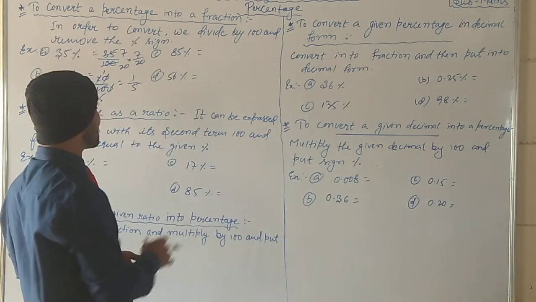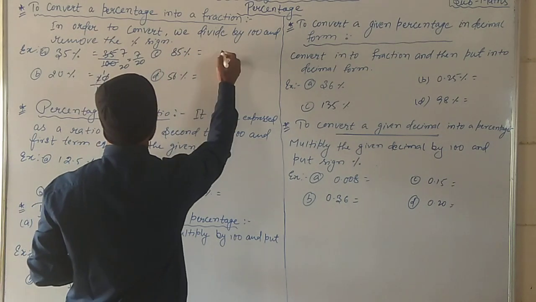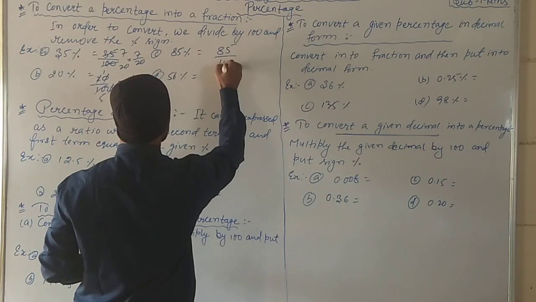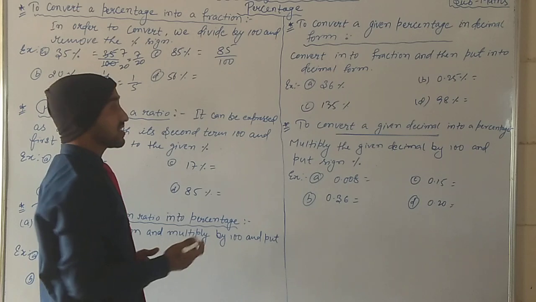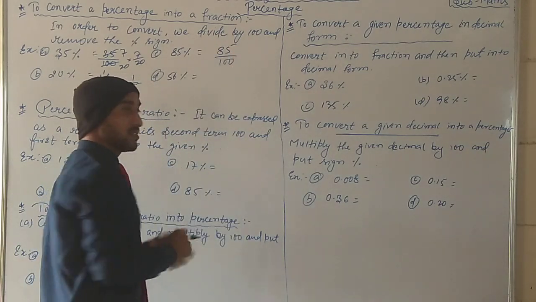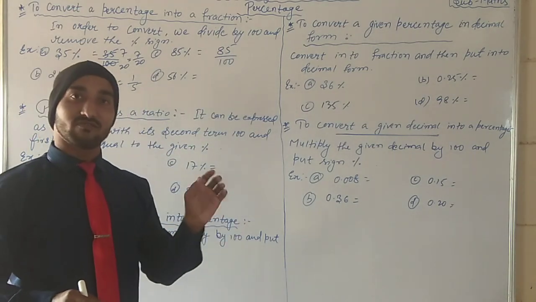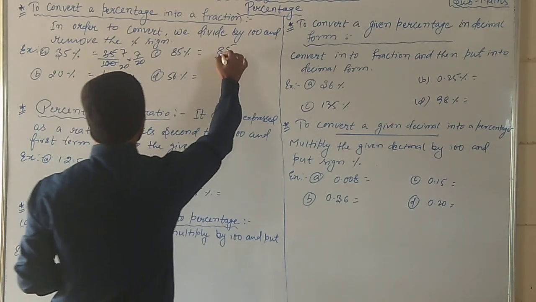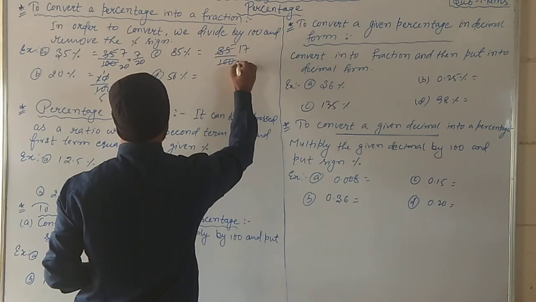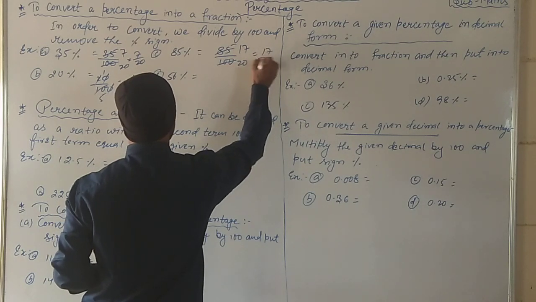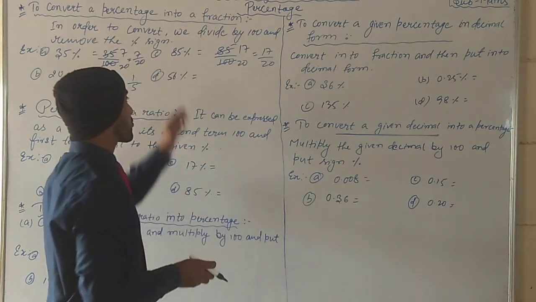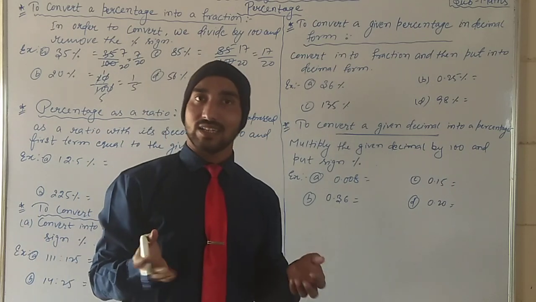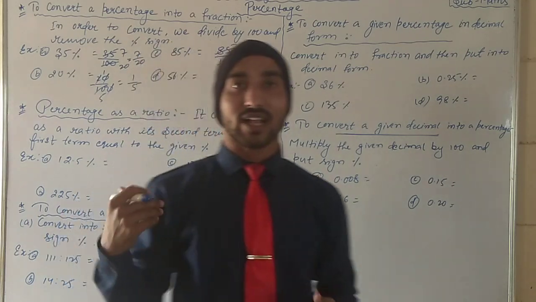Okay. Same way, see the other questions. 85%, 85 by 100. We can do it simply. Once again, a number ending in 5 or 0 will always divide by 5. So 5 times 17 is 85 and 5 times 20 is 100, it means the term will be 17 by 20. One more question is there. So I expect that you all can do it.